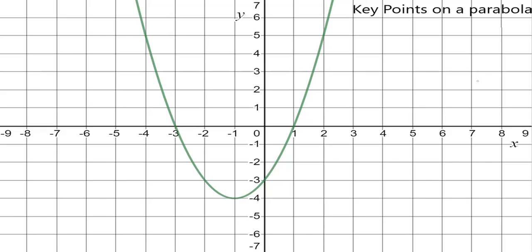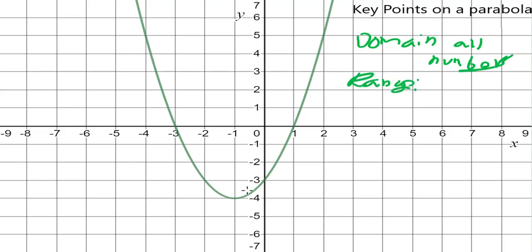Here are some key points and properties on parabolas. First of all, parabolas can either open up or they can open down. A parabola that opens down would have both ends facing down. A parabola always has a domain of all real numbers, and its range will vary.